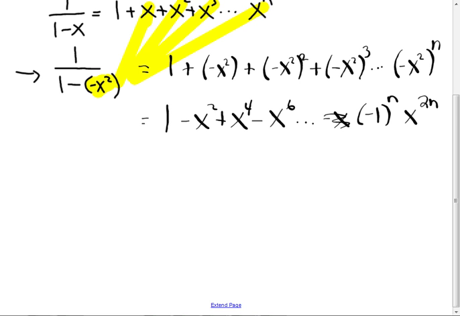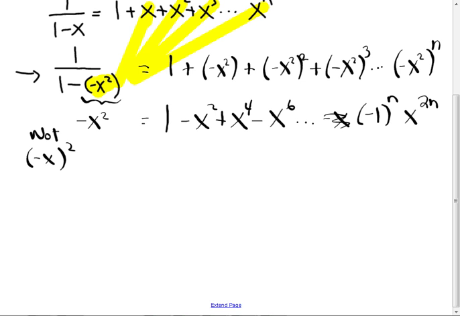Because what I substituted in here is negative x squared. And when I put it in for x, I still keep the negative. It's not this. We kind of wish it were, but it's not. So that's an alternating series.